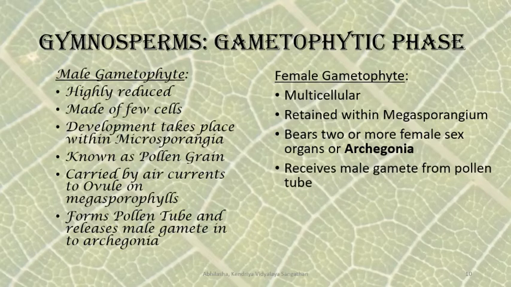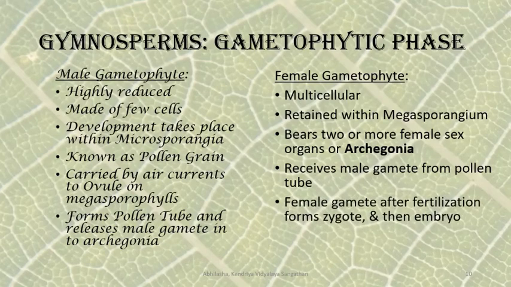It receives the male gamete from the pollen tube. The female gamete fertilizes with the male gamete, forms the zygote, and then the embryo is formed. With the embryo, the sporophyte generation starts.